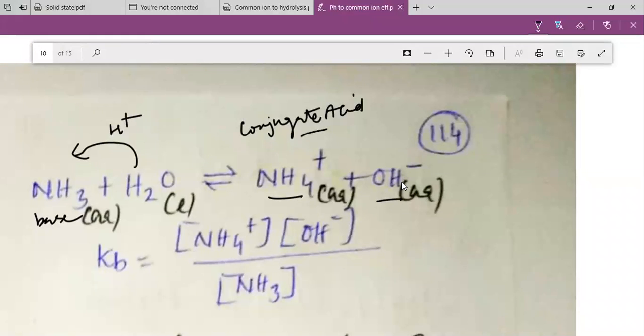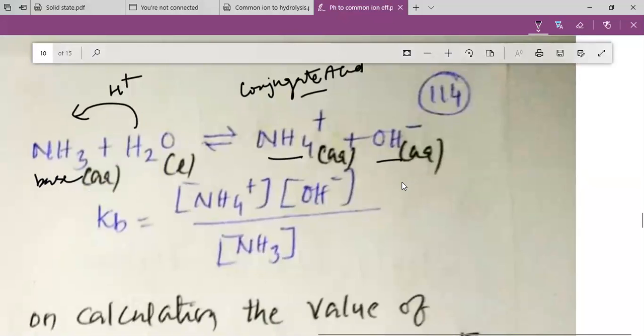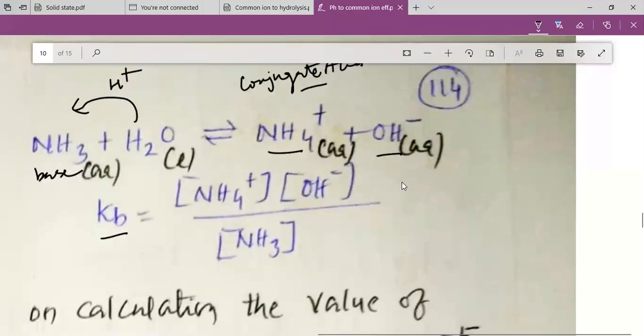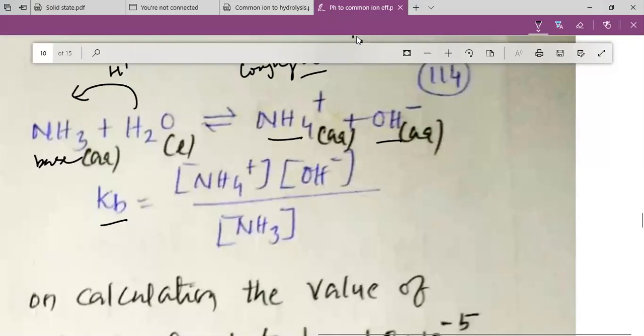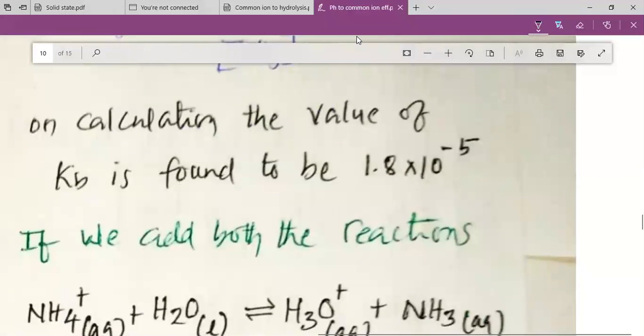For this equilibrium, my dear students, we can easily write the Kb, and for Kb you can write the concentration of NH4+ multiplied by the concentration of OH- divided by the concentration of NH3. On calculation, the value of Kb in this case is found to be 1.8 into 10 to the power minus 8. This is the value we find for this Kb here.